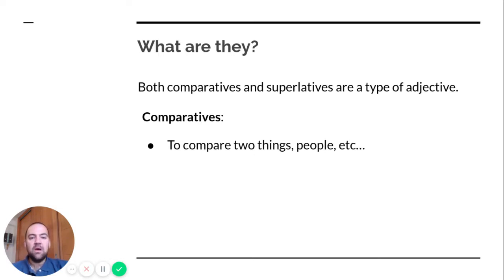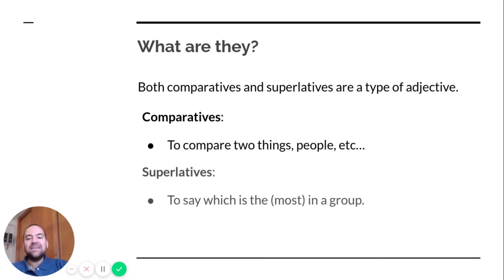For example, I am older than my brother Christopher. There's two people, me and Christopher, and I am older than him. The superlative is to say out of a group which is the most. So I have a brother Christopher and I also have a brother Mark. We are three. I am the oldest of my brothers. I am older than Christopher. I am older than Mark. I am the oldest of the group.